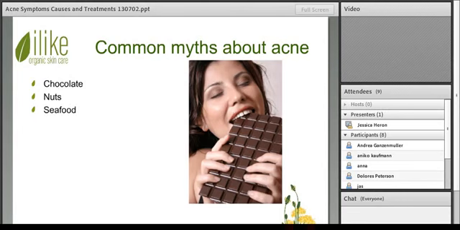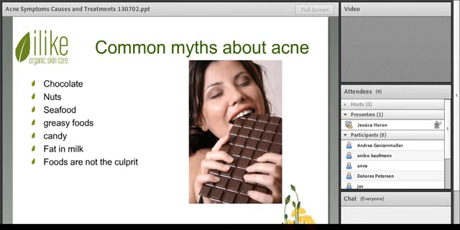Also, nuts. A lot of foods tend to get blamed. One of the only ones I think that could get blamed that may be true is dairy. Seafood, greasy foods, candy, fat and milk. Foods are not the culprit. But if there's an allergy, that's a whole different story. Because there can be an intolerance or an allergy in the body, and that may cause a problem. It'll cause inflammation, and it may cause worse things too. So that's a little bit different. If it's an allergy, that's different. But commonly, these are some of the myths that we see out there. Foods are not the culprit.